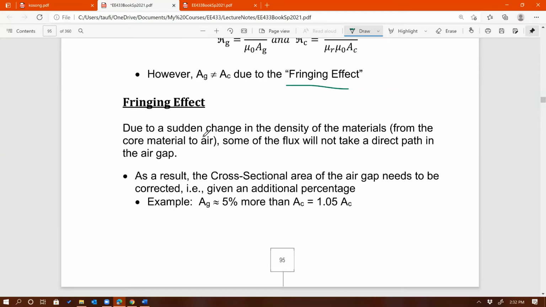And by the way, this doesn't have to be air. Just because this example uses air doesn't mean that any air gap will be filled with air. It could be any other material. From the core material to air, some of the flux will not take a direct path in the air gap. As a result, the cross-sectional area of the air gap needs to be corrected, given an additional percentage, for example 5% more than the area of the core. So that's going to be 1.05 times the area of the core.